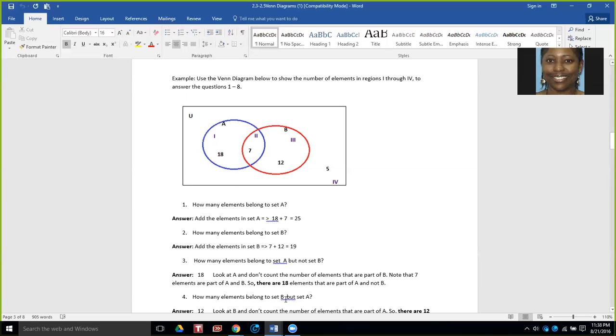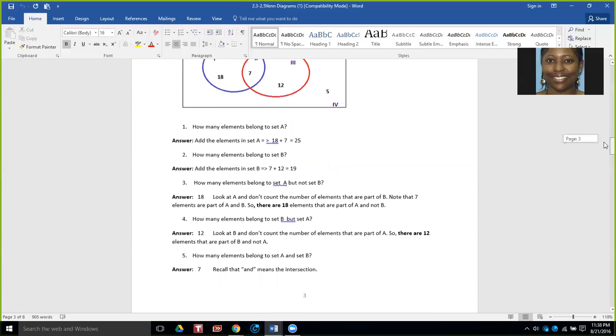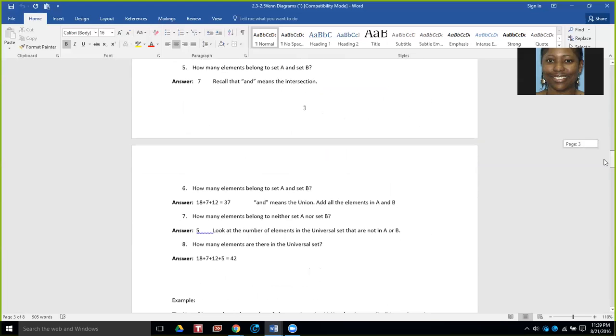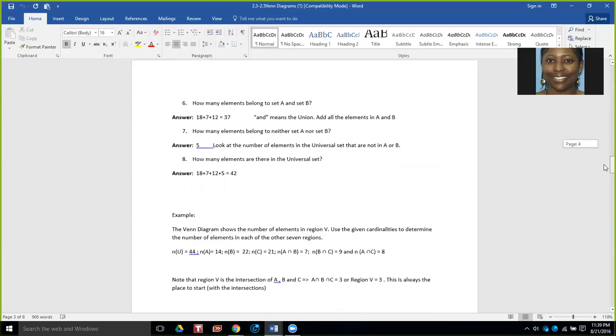So there are 18 elements that are part of A and not B. Hope that makes sense. And how many elements belong to B but not A? So B has these 2, but 7 belongs to A. So 12 would be the number of elements that belong to B and not A. All right, so continue, and this is what you just use in your Venn diagram.